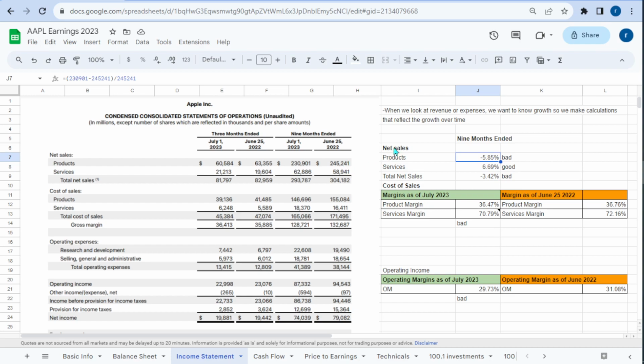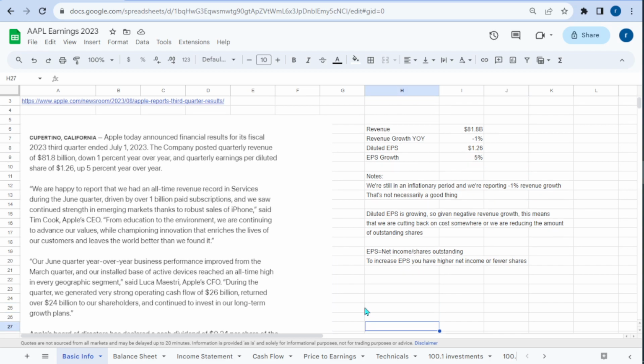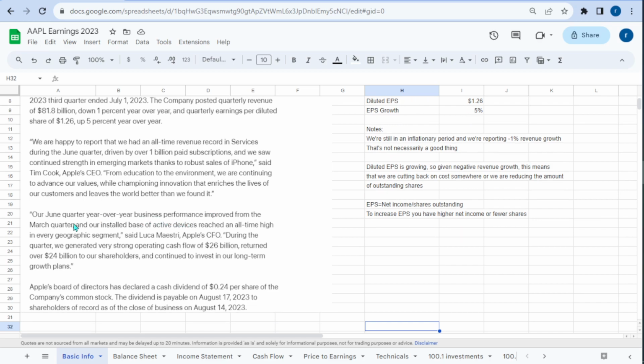Now here in this case, if we're looking at the products, we actually had a revenue decline of 5.85. So that is not good. That's a bad situation. Now right here for services, we actually had a 6.69% increase. So that's good. Now if we go back to the basic info tab right here, they mentioned something of that sort. So let me just go through this a little bit. So bear with me here. I just need to find that exact portion where they mentioned that.